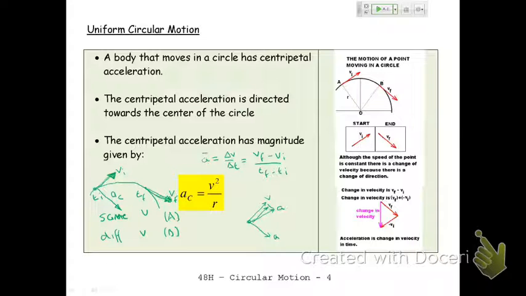So accelerations change your velocity unless they are orthogonal to your velocity. This acceleration has no component in line with the velocity, so it doesn't speed it up and it doesn't slow it down. Question or comment?